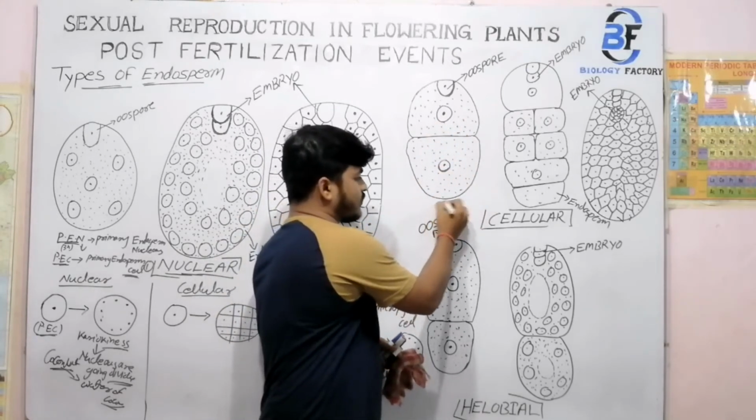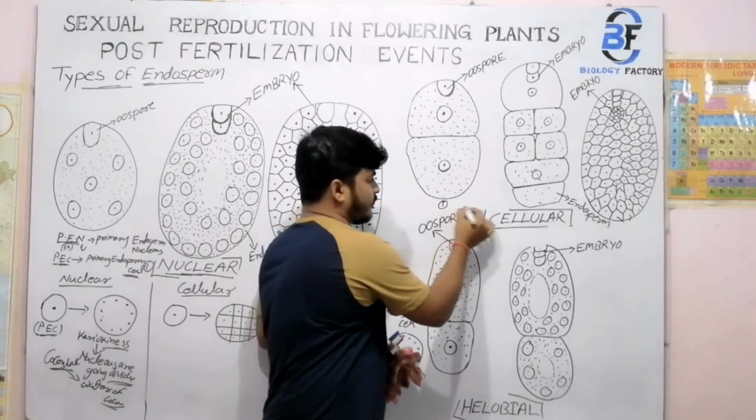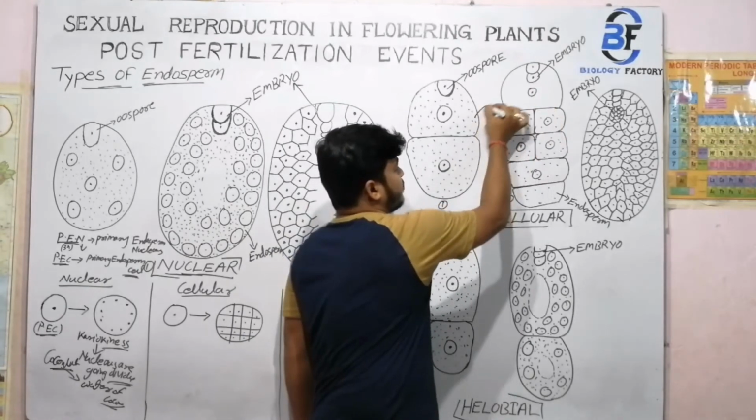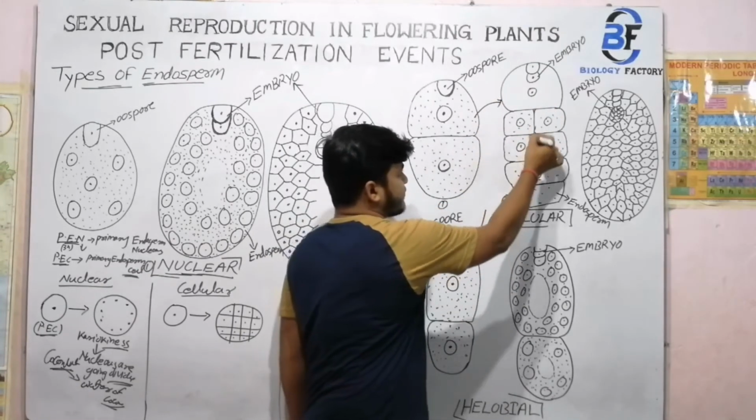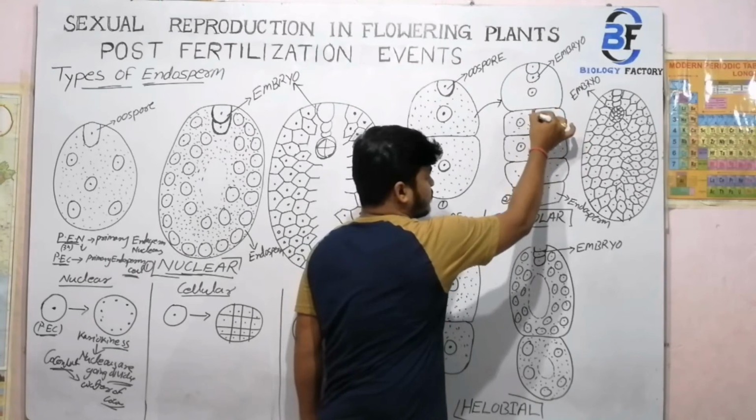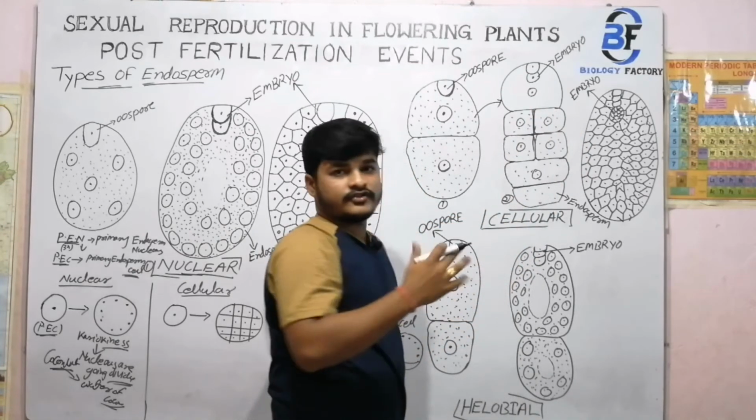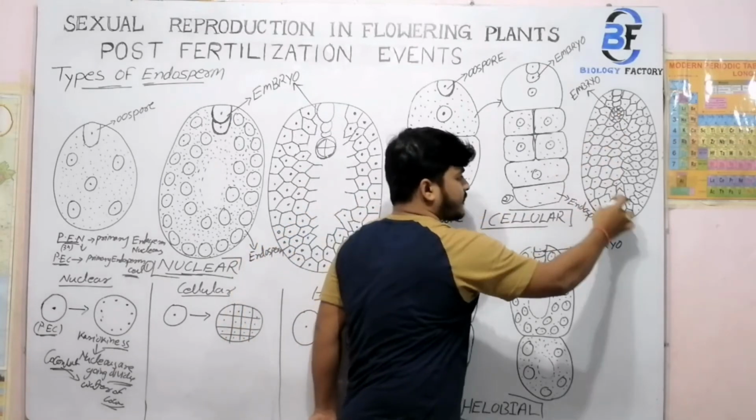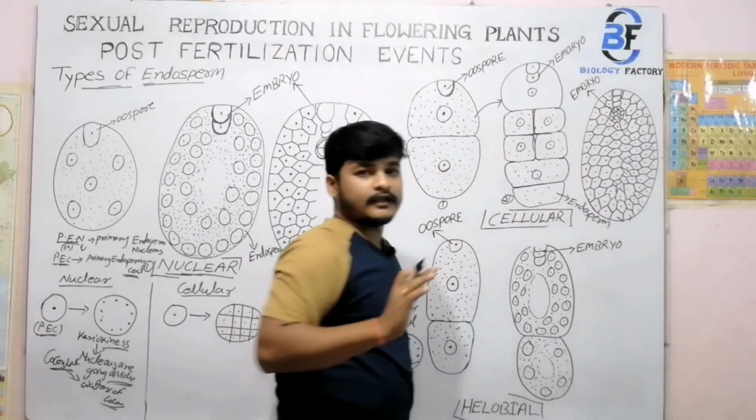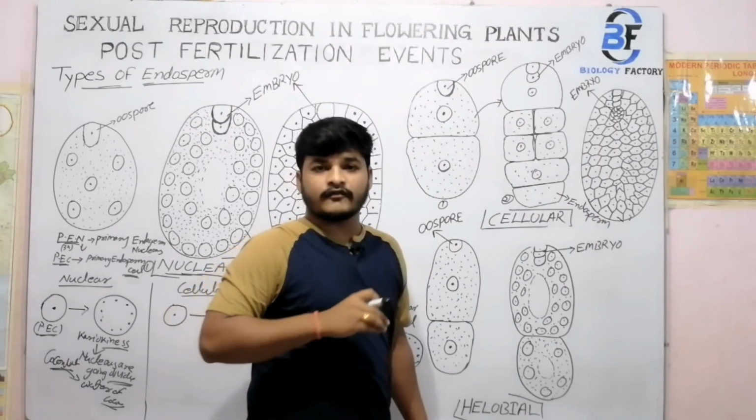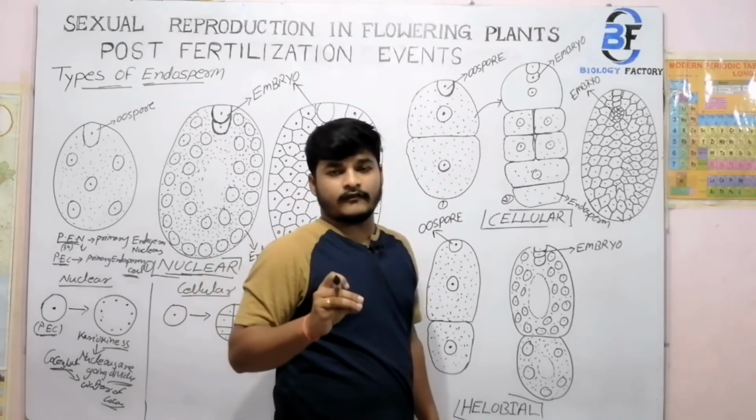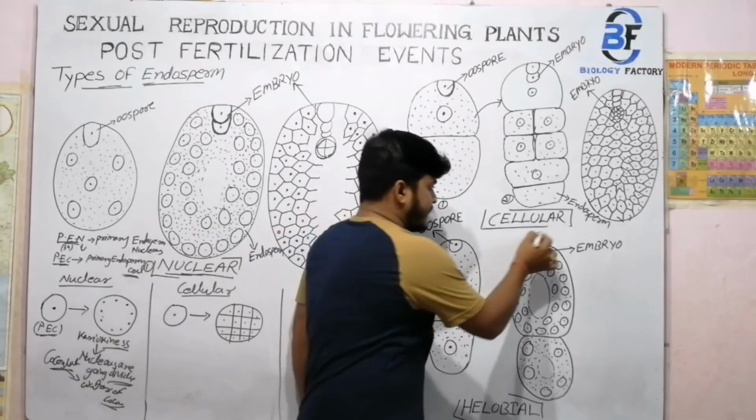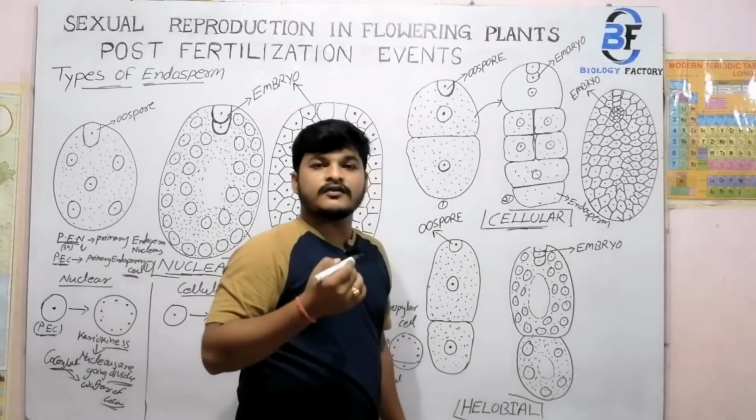Next, consider that stage as step number 1. In step number 2, two types of division take place. The structure is the same, but in this case it is going to divide, that means by transverse division and vertical division. In both regions, divisions take place. That means cells are going to form, and next a number of cells are formed from the center to the periphery. That means the total structure is fully filled with a cellular mass, a mass of cells. So here it is known as the cellular type. That means the endosperm is of the cellular type.